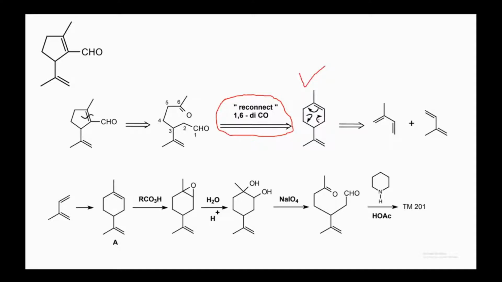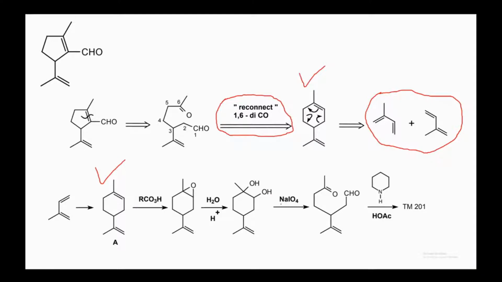Then you do the retro-Diels-Alder reaction to give you these two fragments. When you do the synthesis, you first combine these two to give you the reagent A, and then you do epoxidation with any peroxy acid like MCPBA, metachloroperbenzoic acid, that will give you the epoxide, and then you react with water in acidic medium to ring open this epoxide to give you the diols.